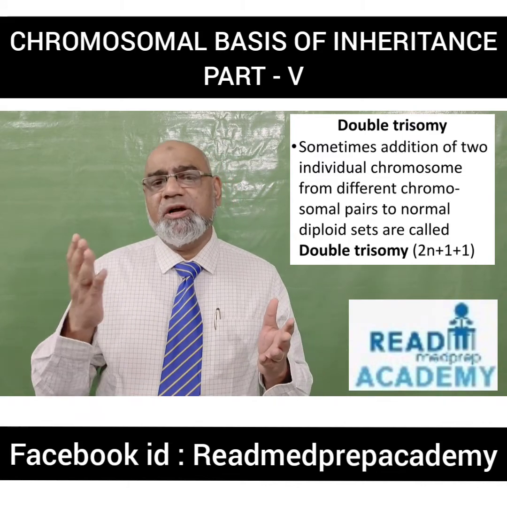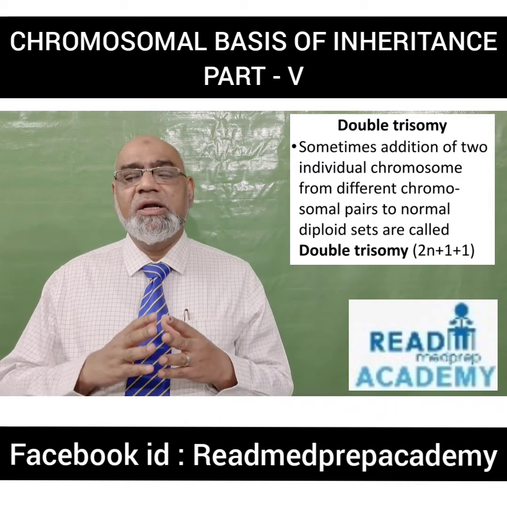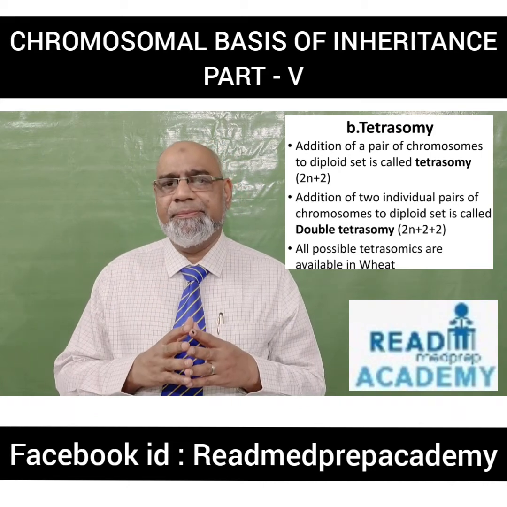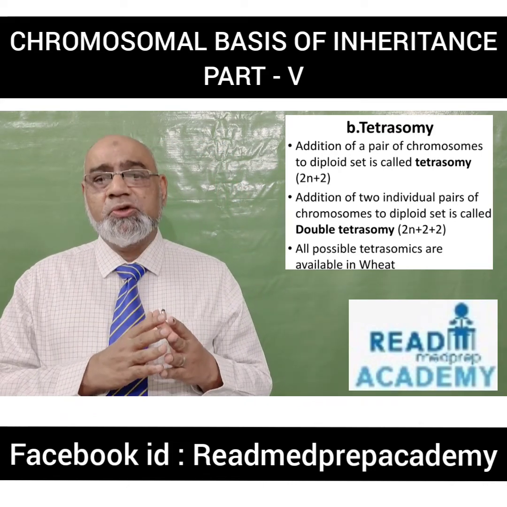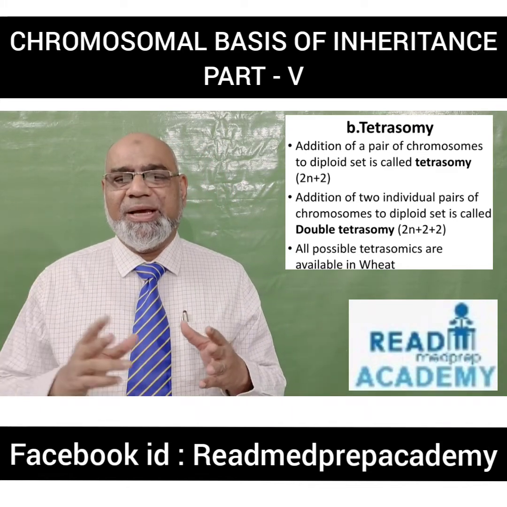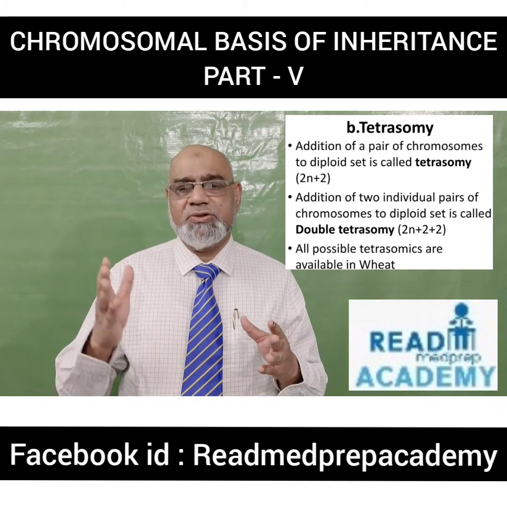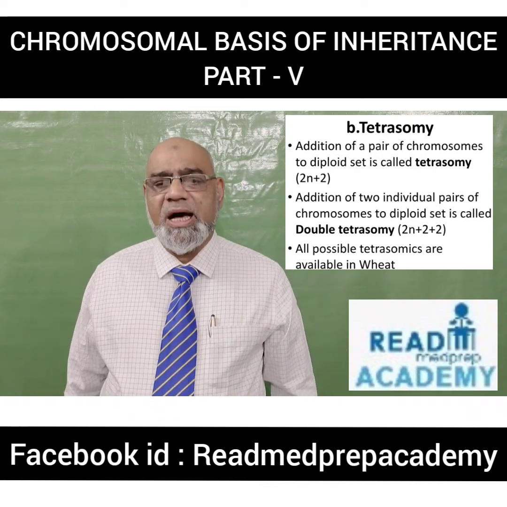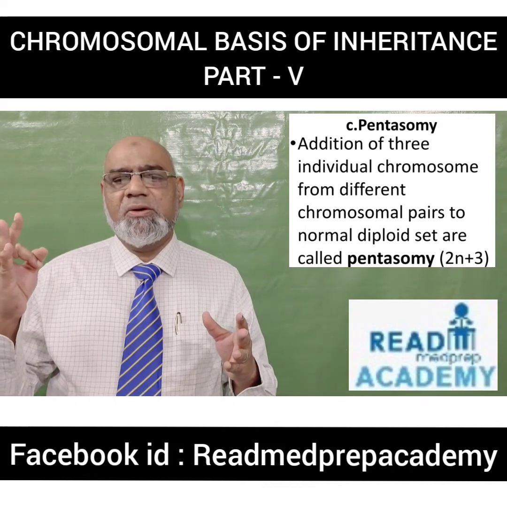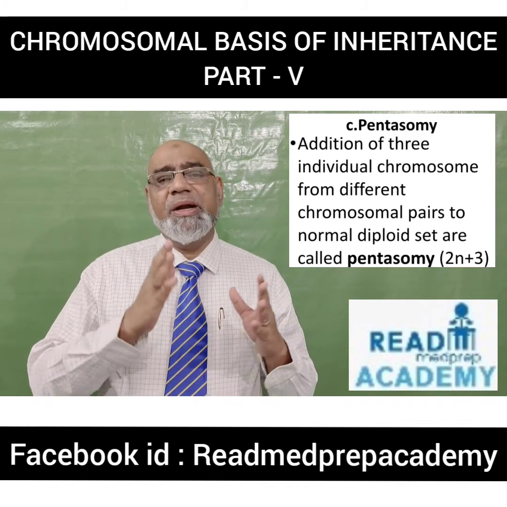What is double trisomy? Sometimes addition of two individual chromosomes from different chromosomal pairs to a normal diploid set is called double trisomy 2n plus 1 plus 1. Now what is tetrasomy? Addition of a pair of chromosomes to a diploid set is called tetrasomy 2n plus 2. Addition of two individual pairs of chromosomes to a diploid set of chromosomes is called double tetrasomy 2n plus 2 plus 2. All possible tetrasomics are seen in wheat. Now pentasomy. Addition of three individual chromosomes from different chromosomal pairs to a normal diploid set is called pentasomy 2n plus 3.